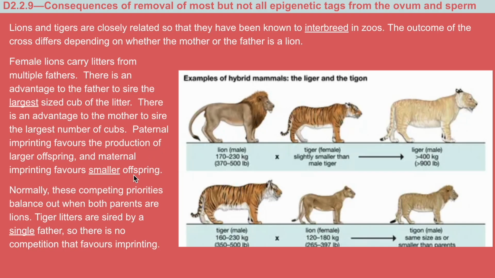Normally these competing priorities balance out when both parents are lions. Tiger litters, on the other hand, are sired by a single father, so there's no competition that favors imprinting. Consequently, if a male lion breeds with a female tiger, the offspring tend to be larger than either of the parents, whereas if the male is a tiger, the offspring tends to be smaller than either of the parents.